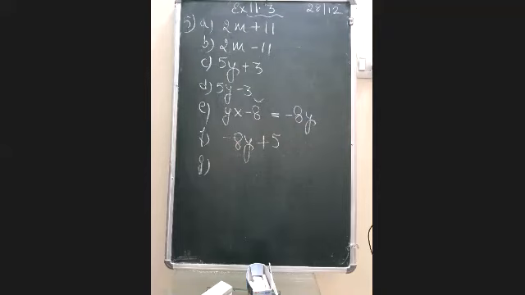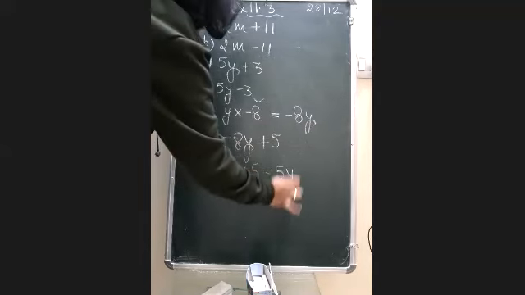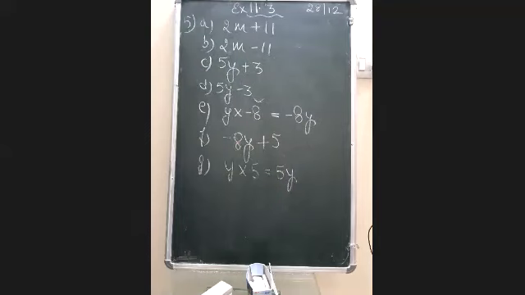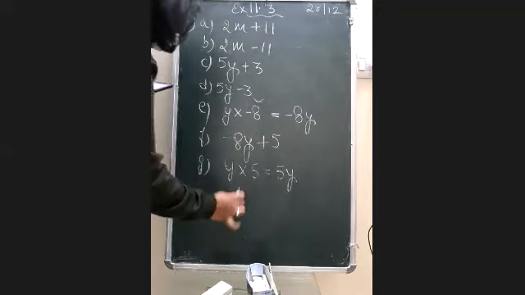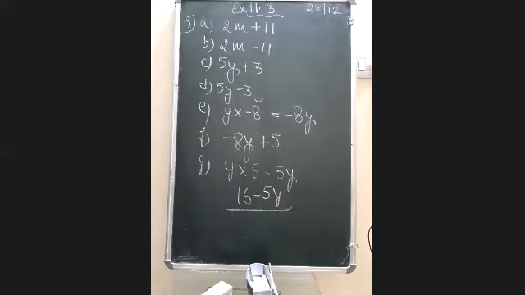Y is multiplied by 5. Now y is multiplied by 5, so it would be 5y. I have written it now. Then the question is telling that the result is subtracted from 16. So from 16 means 16 minus 5y. The answer would be this.